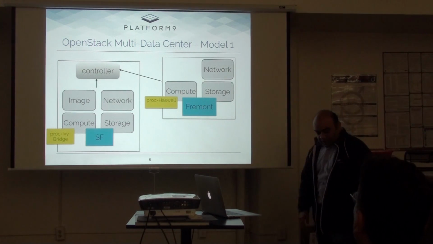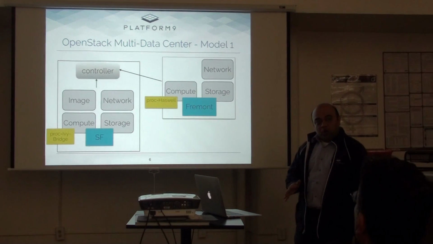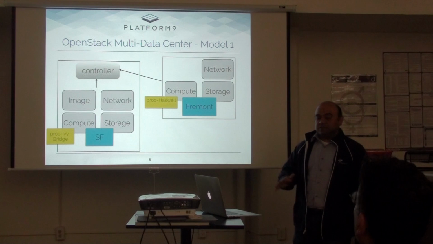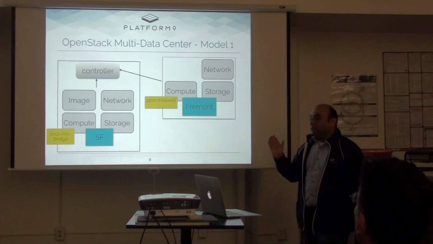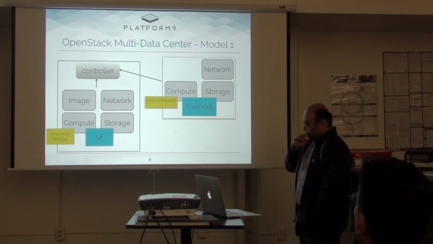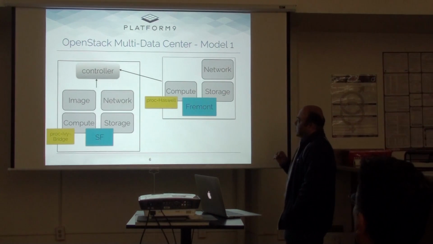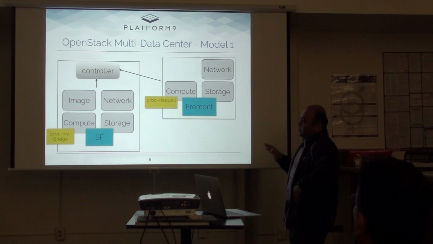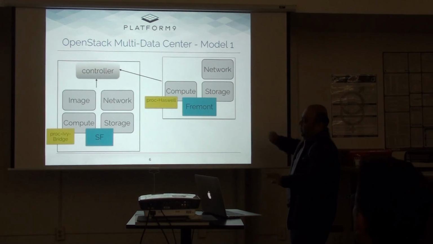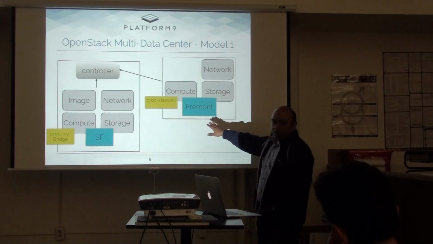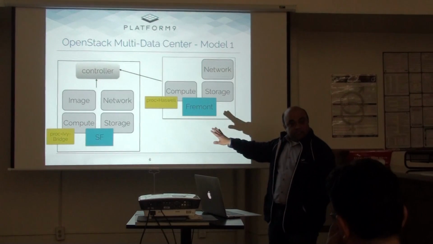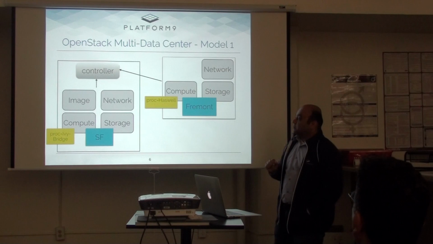So there are various ways in which you can deploy OpenStack for multiple data centers. I'm going to talk about two models. This is model number one. What you do is you have all the services installed on two different data centers, let's say San Francisco and Fremont. And you can say these are two availability zones that you have.